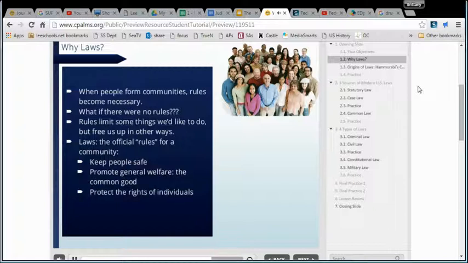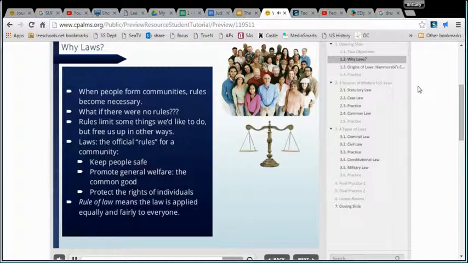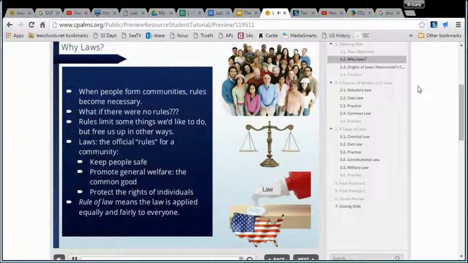For laws to be effective, a society must have what's called rule of law. This means that the law is applied fairly and equally to everyone. Think of the law as the glue that binds a society together.